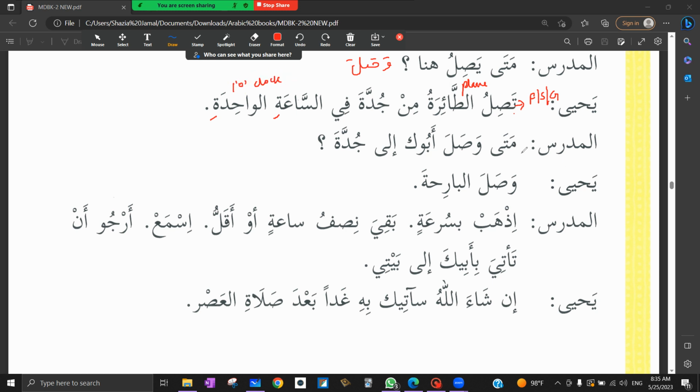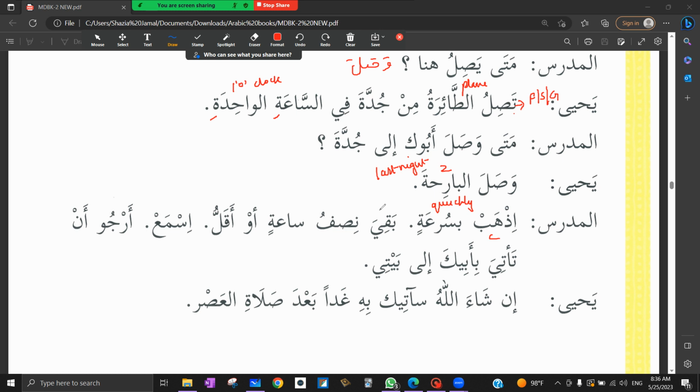The teacher says, Mata wasala abuka. When did your father return to Jeddah? I mean, return from Jeddah. So he says, wasala barihata. Barihata is last night. That means this is the zarf. Teacher says, idhab bi sur'atin. Like, go quickly. This is a command.